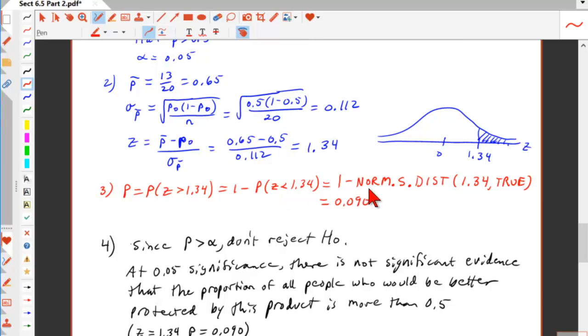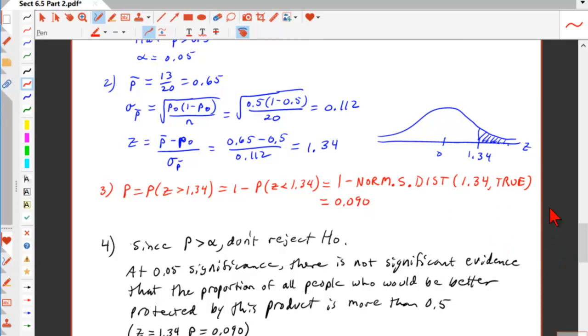An appropriate Excel command to use is norm.s.dist. This is the normal distribution, and the S stands for standardized, which means that it has mean 0 and standard deviation 1. So if I use the .s command, I don't have to give the mean and standard deviation, just the number that I want the area to the left of and true to tell it I do want an area. The p-value then turns out to be 0.09. That's this area here.